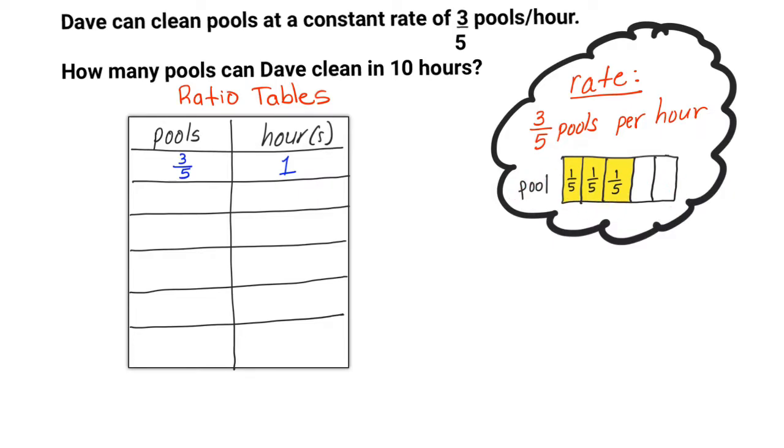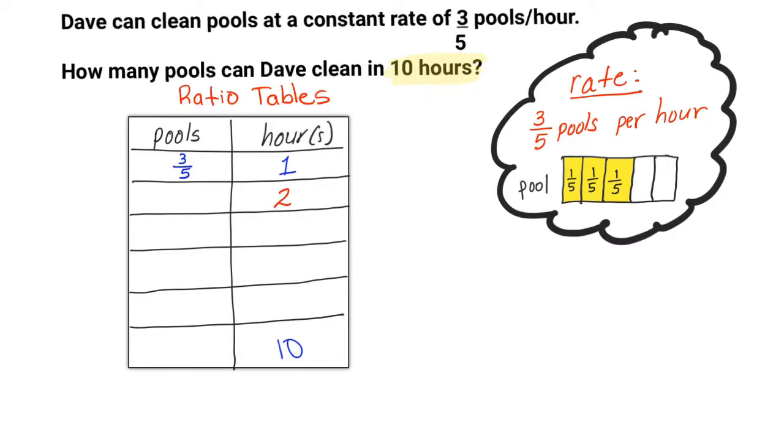There's different ways you can find the solution, but first keep in mind that we are trying to find how many pools Dave can clean in 10 hours. So let's write the goal that we need here, 10 hours. How you are going to get to 10 hours is going to be up to you. Which method is the one that works better for you? So let's get started. In 1 hour, he does 3/5. How about if he does in 2 hours?